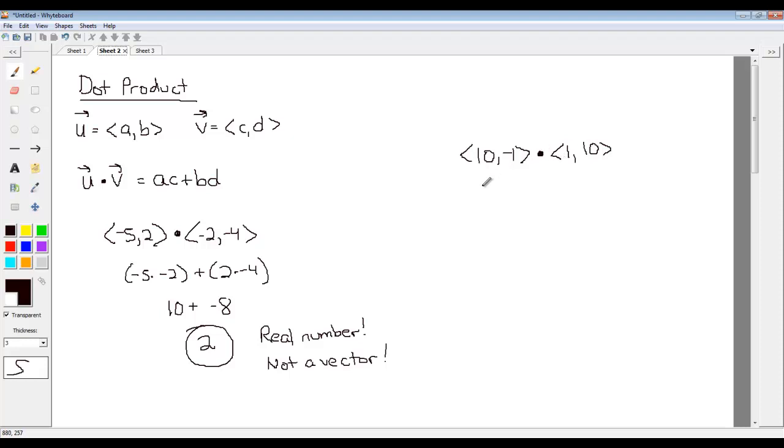Alright, so we have to do 10 times 1 plus negative 1 times 10. So we get 10 minus 10, which is actually 0. You can get 0. That's possible too.